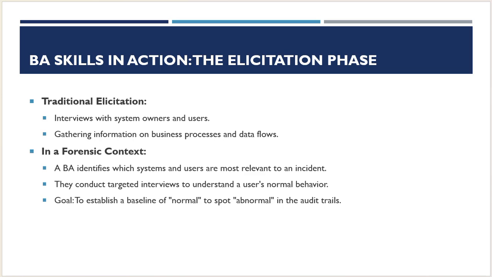Then they start requirement gathering and elicitation. In a forensic context, this is how the business analyst's thinking should be. A BA identifies which systems and users are most relevant to the incident: who are the high users, who are the low users, who has high influence, who has high interest, who has low interest. That level of thinking the BA should have to gather the requirements, and they conduct targeted interviews to understand normal and abnormal user behavior, the user problems and business problems, and the in-scope functionality they are going to solve by implementing the audit trail in the system.